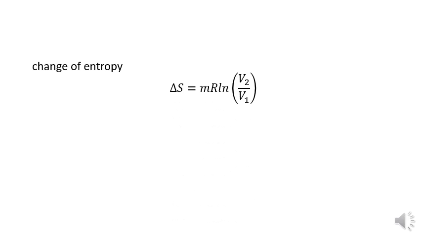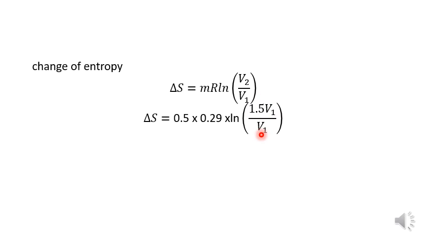So the change in entropy delta S is equal to mR ln V2 by V1. So 0.5 into 0.29 ln. Here the V2 they given is 50% greater than the initial volume. So 50% greater means 100 plus 50, 150. So 150 divided by 100, so it is 1.5 V1.